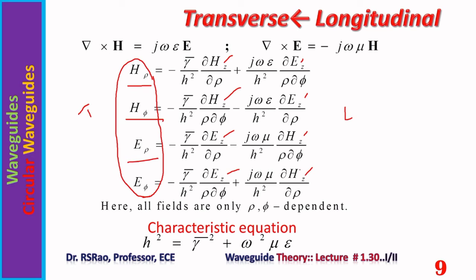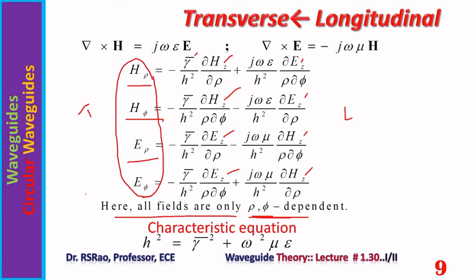Before going further, let me tell you, here all the fields are rho phi dependent. There is no z inside Hz, and there is no t, only rho phi dependence. And what is gamma? Gamma is the propagation constant. The bar is used because this propagation pertains to a non-TEM wave. For a TEM wave it is simply gamma, without the bar, whereas for a non-TEM wave, the bar is used.